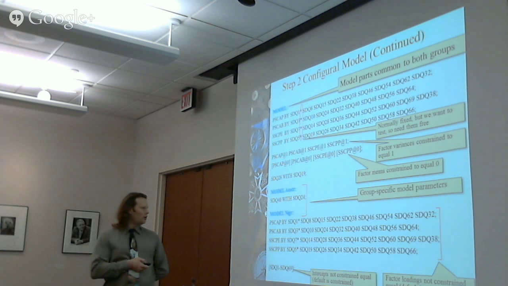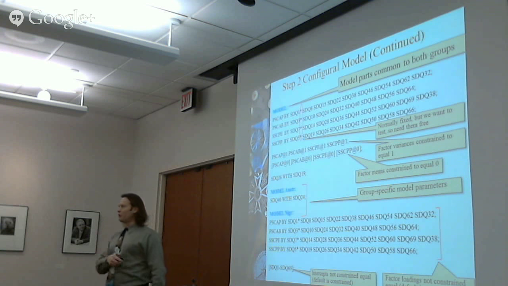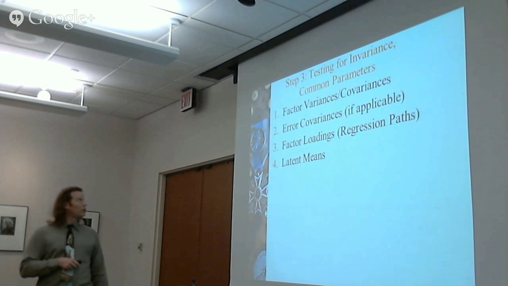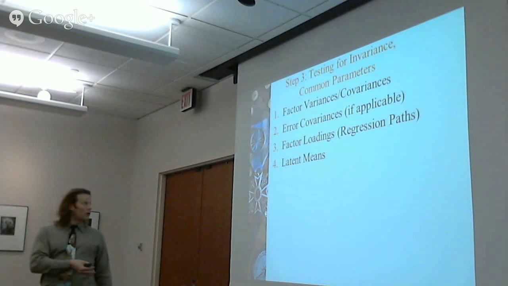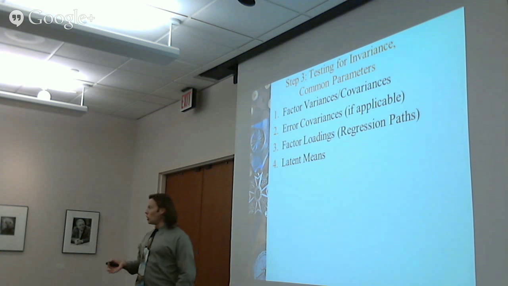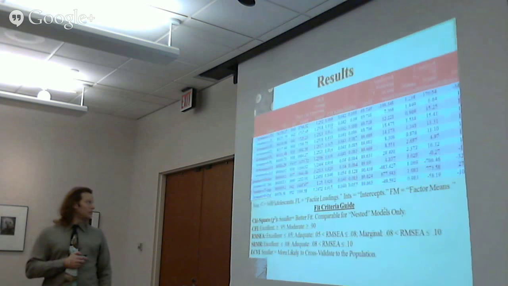Okay, and so then we also have intercepts in our model, and in this case, the default is that they're constrained to be equal, and we don't want them to be constrained, so that we can actually measure them. So then we go through our steps. We test the factor variances, the error covariances, the factor loadings, which are the regression paths, or slopes, if you will, and then we finally get to the latent means.